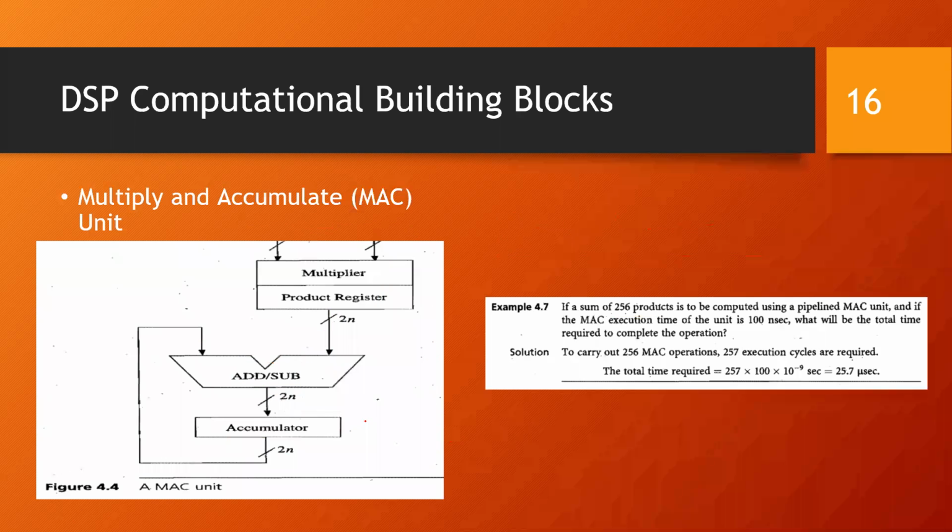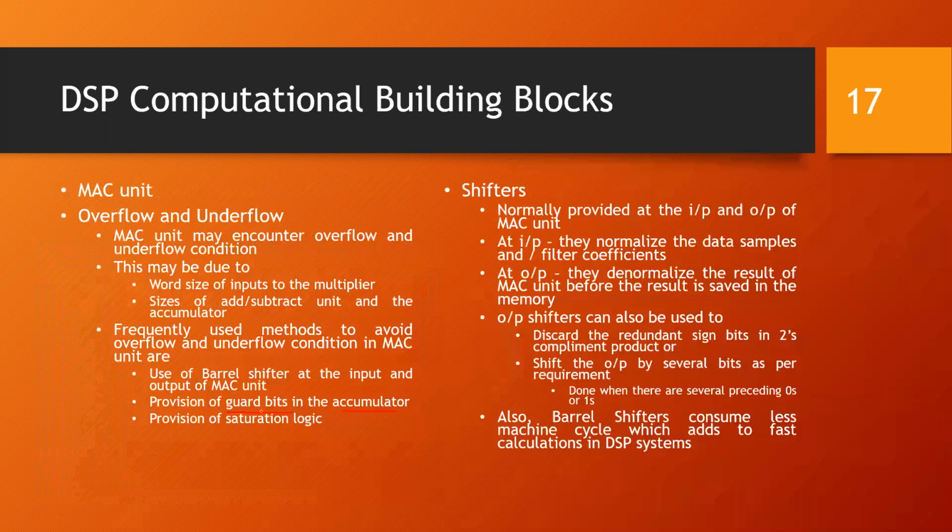So here what happens, if I take an example of 256 products, it can exceed by 8 bits. So if I don't want to lose accuracy and I want to avoid the overflow and underflow condition, the accumulator is provided with 8 bits in excess. These 8 bits are provided based on the example I'm specifying. These are called the guard bits. So we provide guard bits in the accumulator.